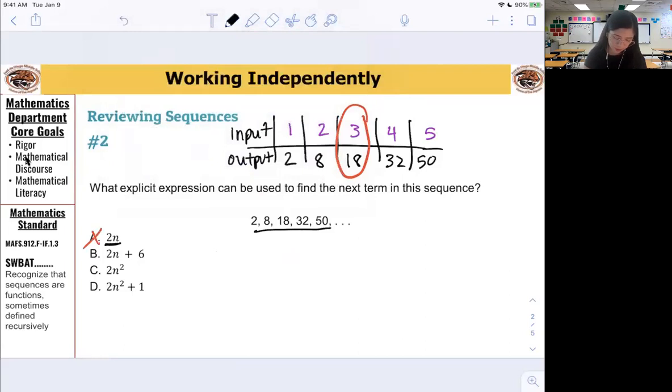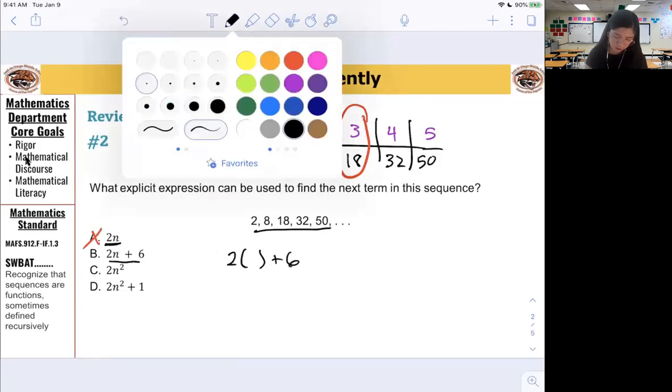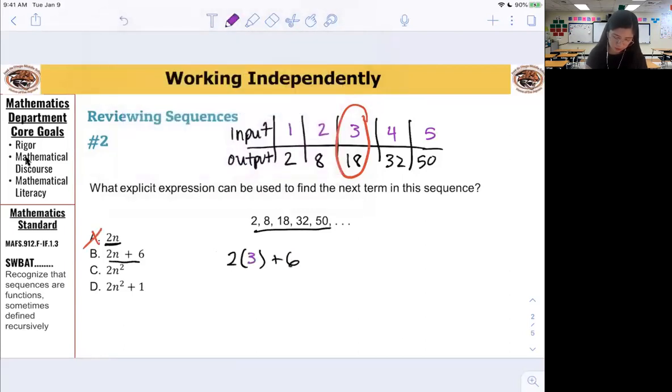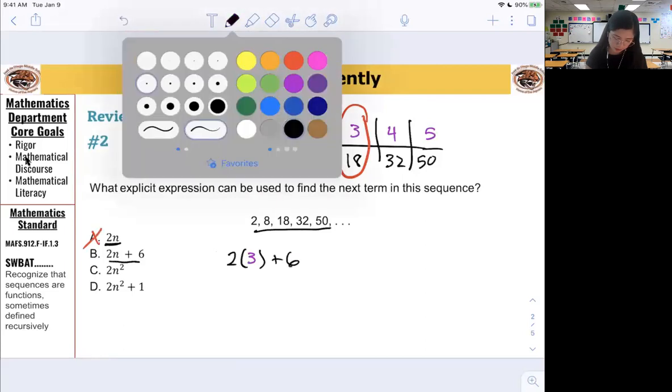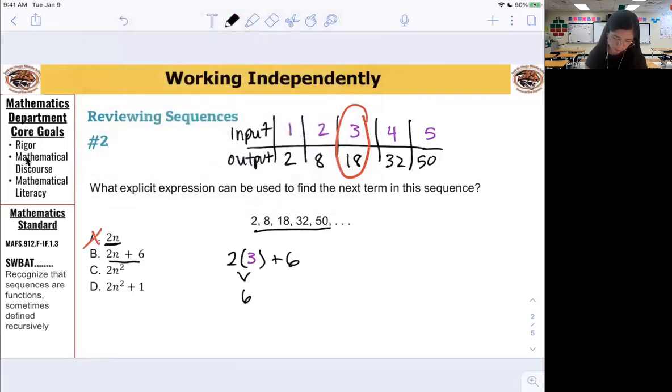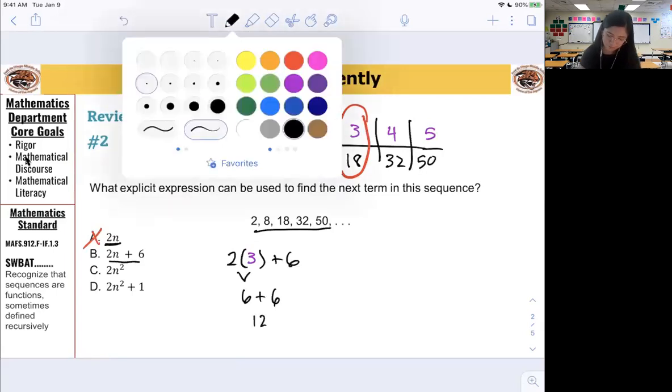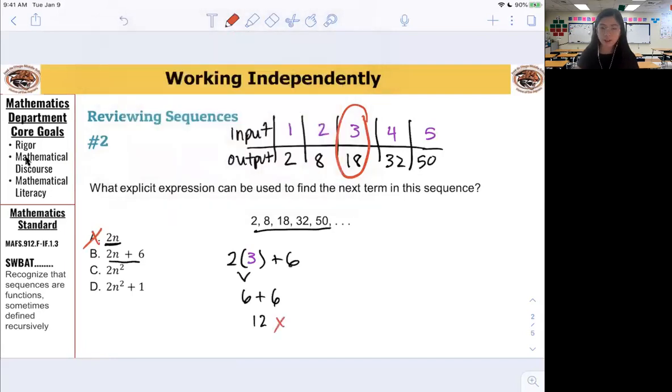A is automatically out. Testing answer choice B now. Answer choice B is 2n plus 6. So again, I'm going to plug in my 3. 2 times 3 is 6. 6 plus 6 is not 18. It's 12. So I can cross out that answer choice because I did not get the value I wanted. So that one's out.